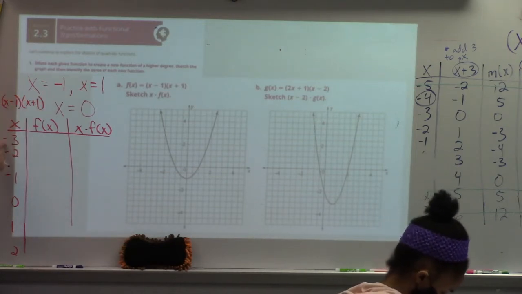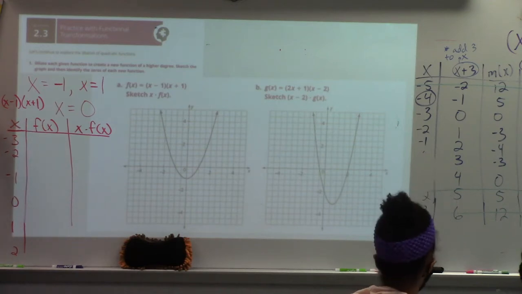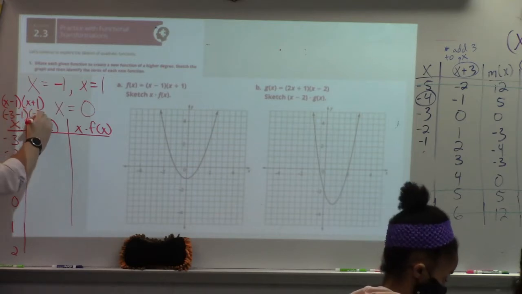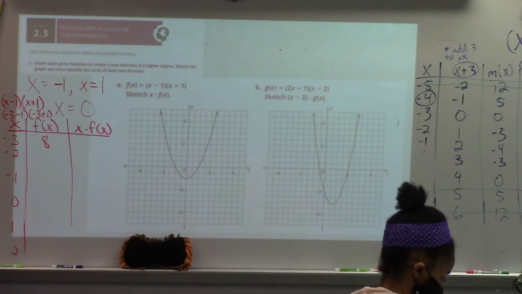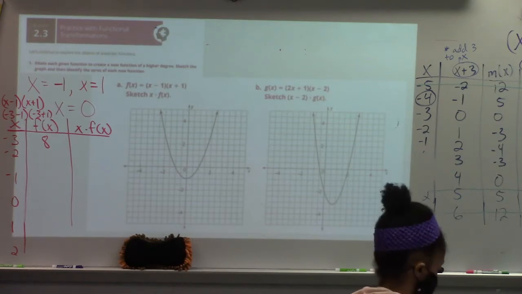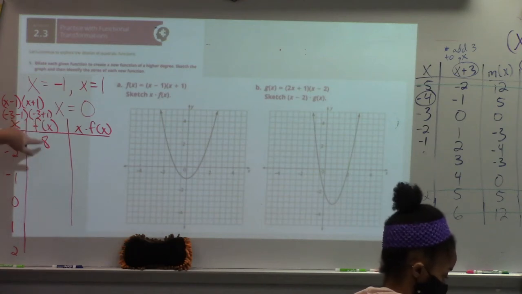So for this -3, I would have to substitute it in. F of -3 would be -3 minus 1 times -3 plus 1, and I believe that comes out to be 8. What? That's -4 times -2 is a positive 8.